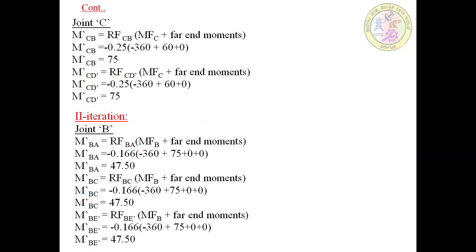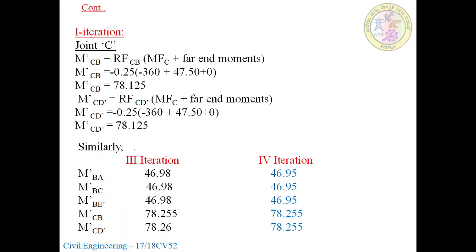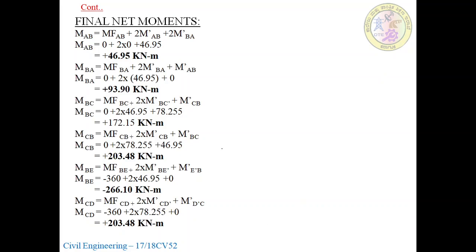So in the second iteration you calculate this, and similarly in the third and fourth iterations you will get nearly the same values. Consider the fifth iteration as the final values. So calculate the final net moments. MAB is equal to MFAB plus 2M dash AB plus M dash BA. You will get the final moments 46.95, 93.9, 172.15, 203.2, 266.2. These are only for the left side.